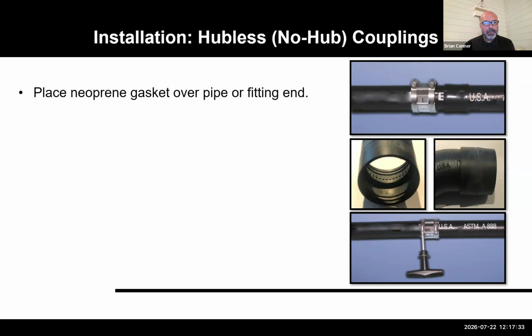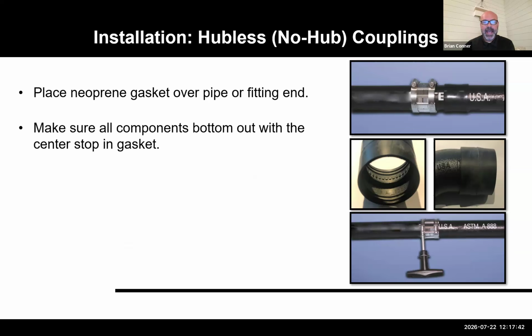So your MJ couplings are a neoprene gasket that fits inside of your stainless steel shield. The gasket has a center stop, and you want to make sure that all components hit the center stop that you can see in this photo here. And you want to do that so that you've got a balanced coverage between both pipe and fittings. You may also notice on a fitting, you've got a little lug there. That's the W dimension that's referenced within the standards. It's also called a locator lug.